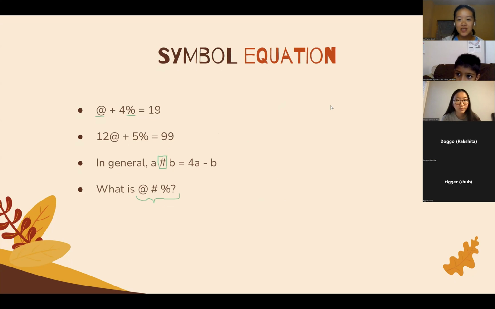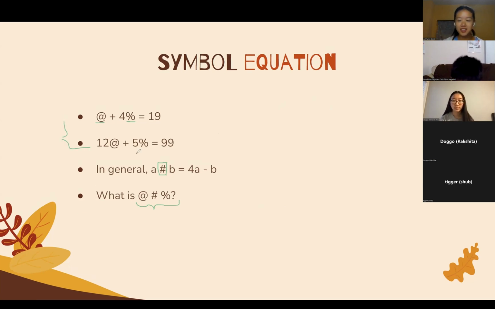So basically, she looked at the first two equations, right? And she was like, oh, this is something I know. This is called a system of equations, which is basically where you have two equations and two variables. So the @ symbol is a variable and the % sign is a variable. The first thing you need to do is figure out what the @ sign and the % symbol are. One way you can do this is by taking the first equation and multiplying the whole thing by 12.